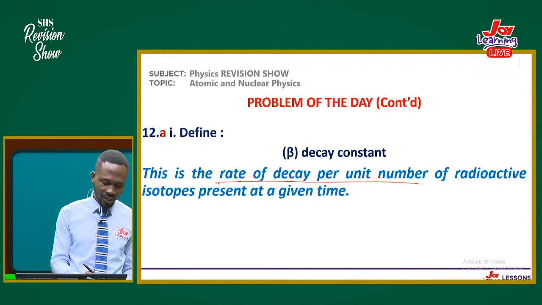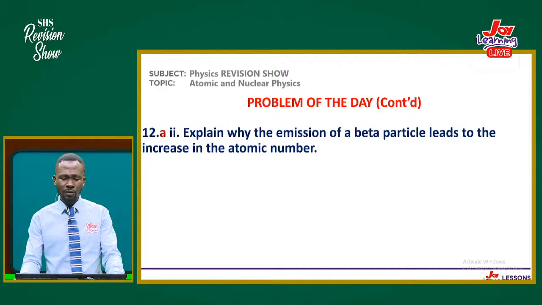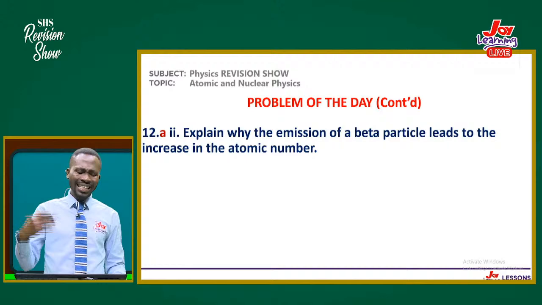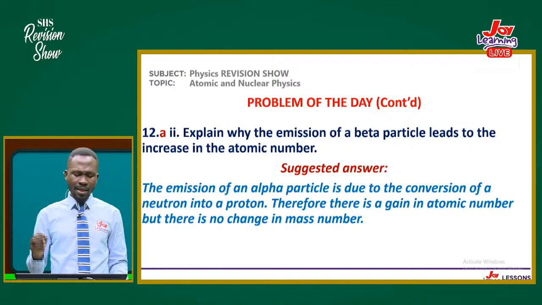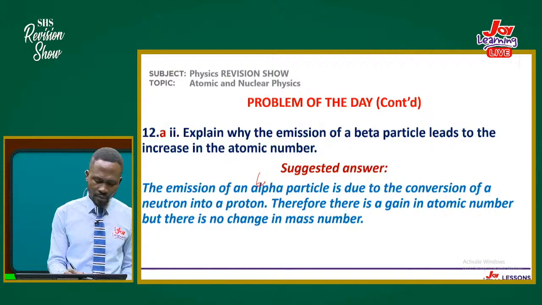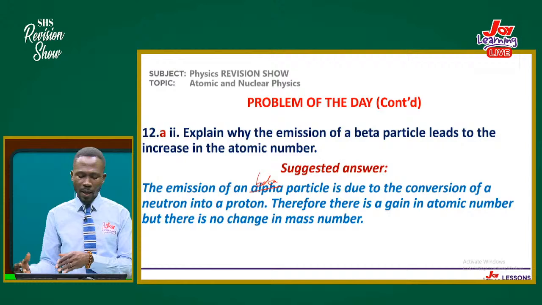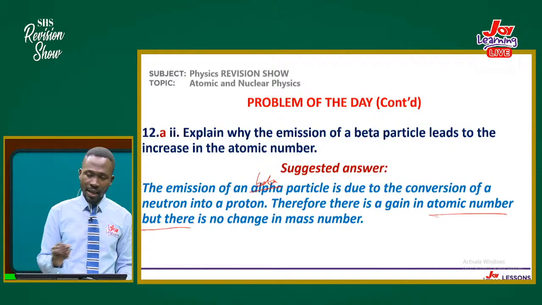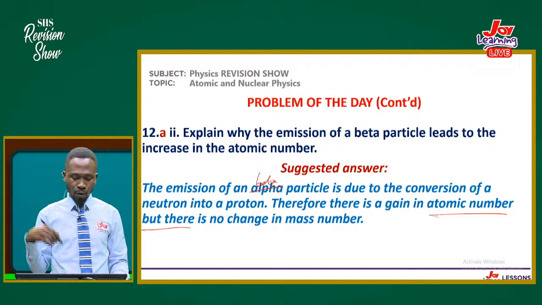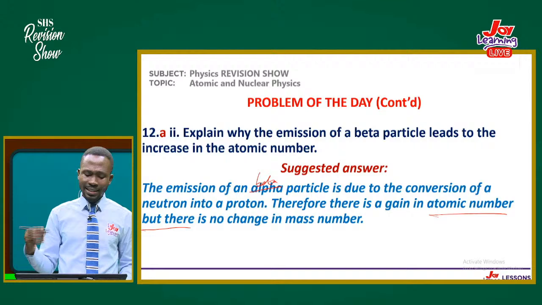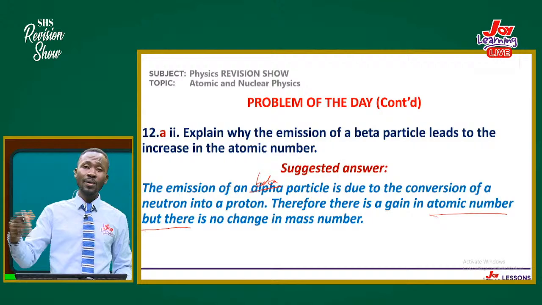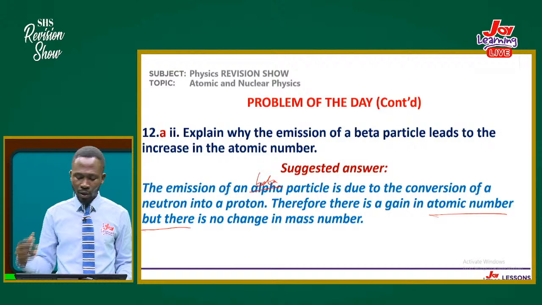Now we move on to this one. It says, explain why the emission of a beta particle leads to an increase in atomic number. So what are we saying? I say that the emission of a beta particle is due to the conversion of a neutron into a proton. And therefore, there will be a gain in the atomic number. Why? Because now a neutron has been turned into a proton, but there will not be a change in the mass number. So when you have a beta particle emitted, it is due to a conversion of a neutron into a proton. So there will be an increase in the number of protons, the atomic number, but there will not be a change in the mass number.